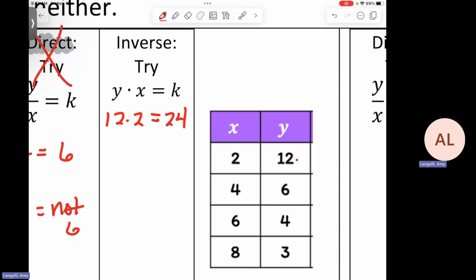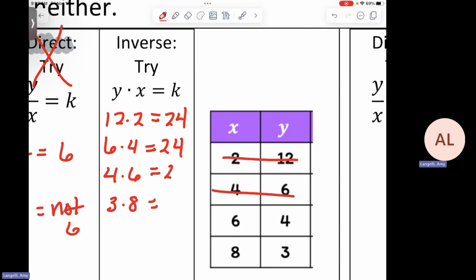Yeah. And the second y times the second x, another 24. And that's going to happen each time, because if you do the next y times the next x, and the next y times the next x, each and every time you get 24.